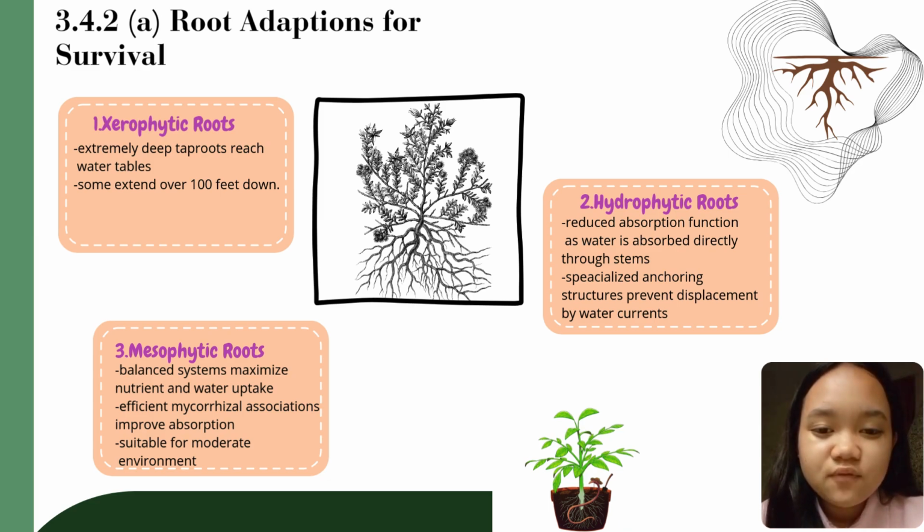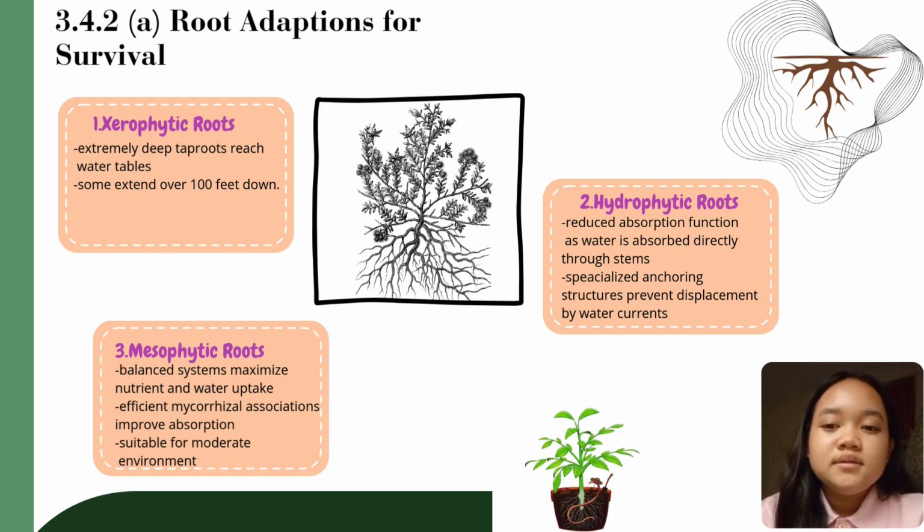Second, hydrophytic roots. These roots belong to plants that live in water or very wet environments. Their absorption function is reduced because water is absorbed directly through the stems. They also have special anchoring structures that help prevent the plant from being washed away by water currents.